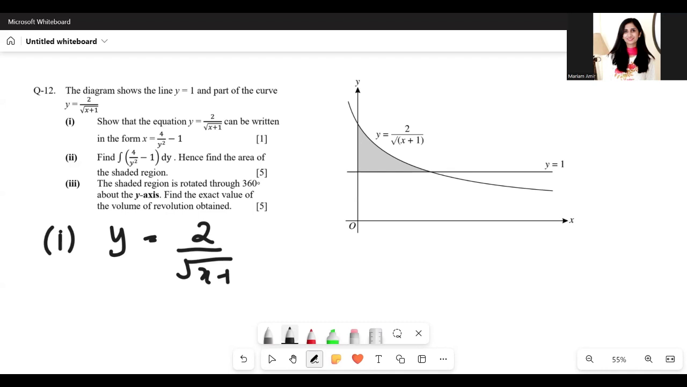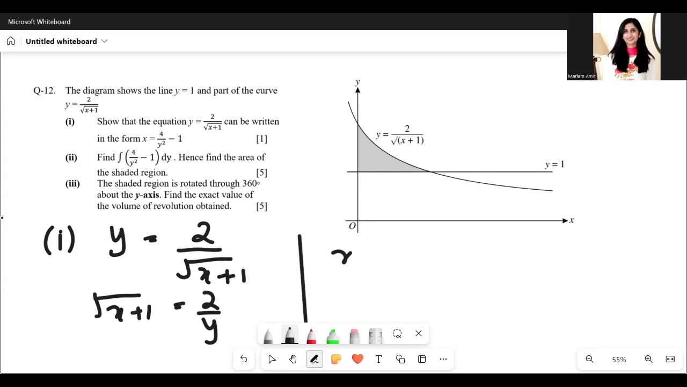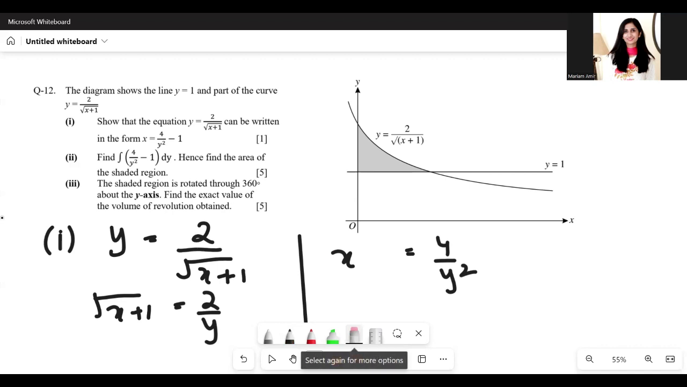Cross multiply first. So it's going to be square root of x plus 1 is equal to 2 upon y. Now square both the sides. So we have x plus 1 is equal to 4 upon y square. Move the plus 1 to the other side. So now we have the required equation: x is equal to 4 upon y square minus 1.